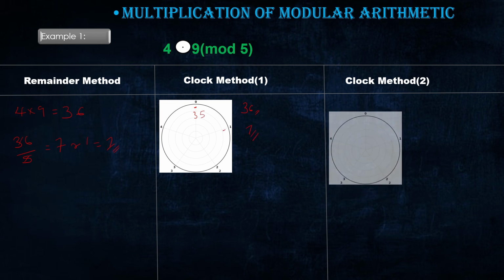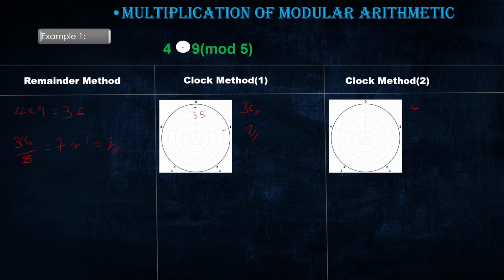Clock method 2, the value of 4 and the value of 9. The value of 4 will be 4. The value of 9 will be 4. Then we have 4 times 4, which is 16, and 16 divided by the mode, it will give us 1.